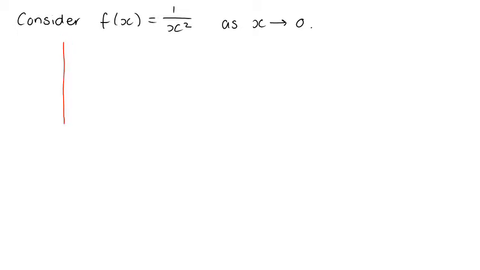Now, consider the function f of x equals 1 on x squared as x approaches 0. It's not going to work if we just chuck a 0 on the bottom of the fraction, and we also can't factorize. So it might help to look at what the 1 over x squared graph looks like. Does everyone remember? It looks like this.